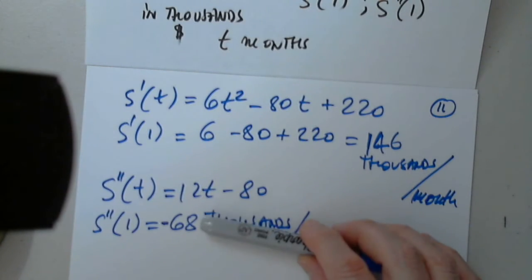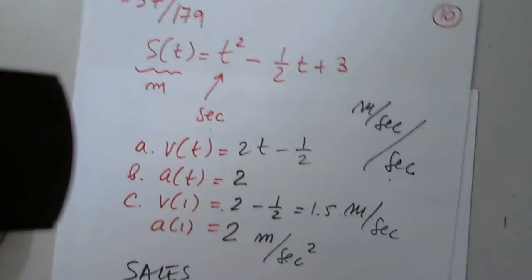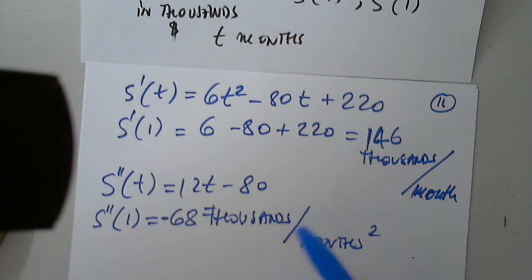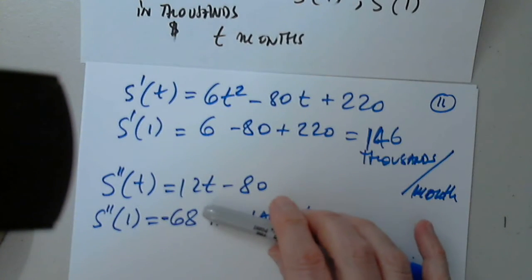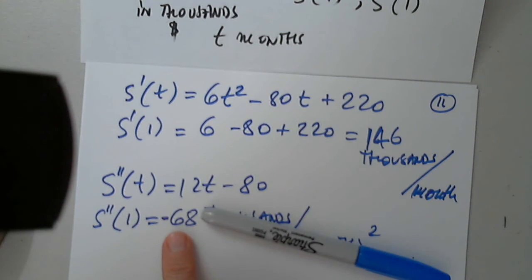This is the correct measurement unit, but it doesn't really have a meaning. This one does. But this one doesn't really have a meaning. What the heck is that? Thousands of dollars per month squared. But this is not important. It's important to be correct, to be accurate. But this is what is important.